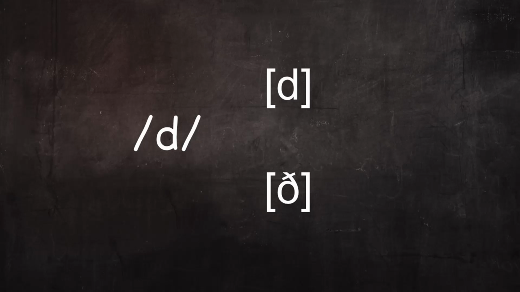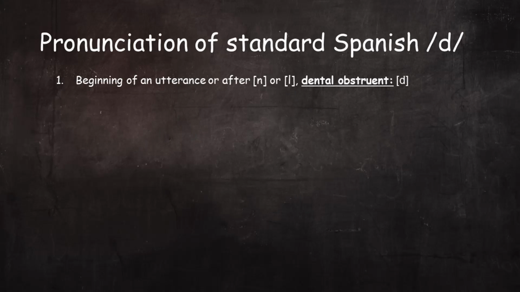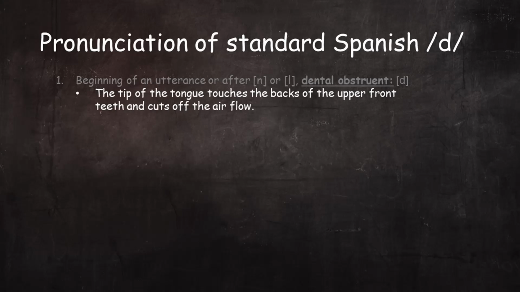Spanish D has two pronunciations depending on where it appears in a word or phrase. If it appears at the beginning of an utterance, or after either an N sound or L sound, then it's pronounced as a dental obstruent. That means that the tip of the tongue touches the back of the upper teeth and cuts off the airflow. From here on out, I'm going to refer to this Spanish D as the dental D, because I find it easier to say than dental obstruent. And I'll represent this D using the letter D between brackets.